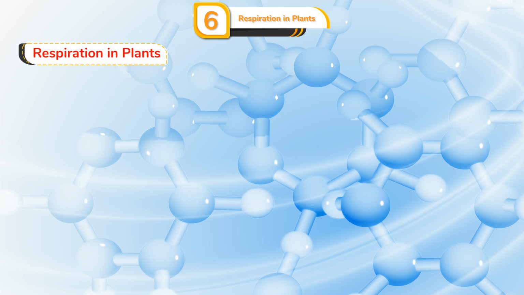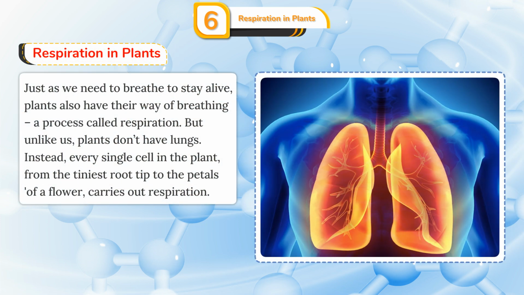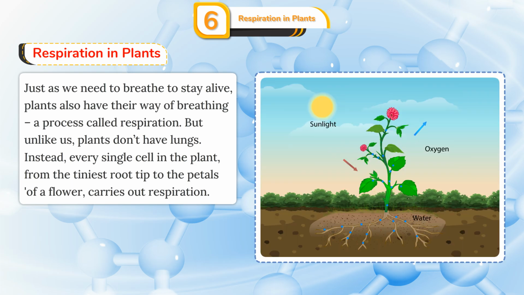Respiration in plants. Just as we need to breathe to stay alive, plants also have their way of breathing, a process called respiration. But unlike us, plants don't have lungs. Instead, every single cell in the plant, from the tiniest root tip to the petals of a flower, carries out respiration.